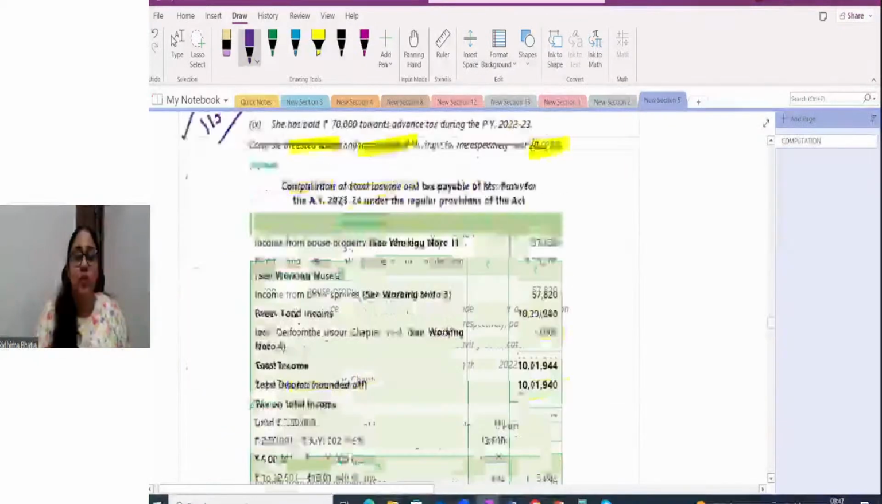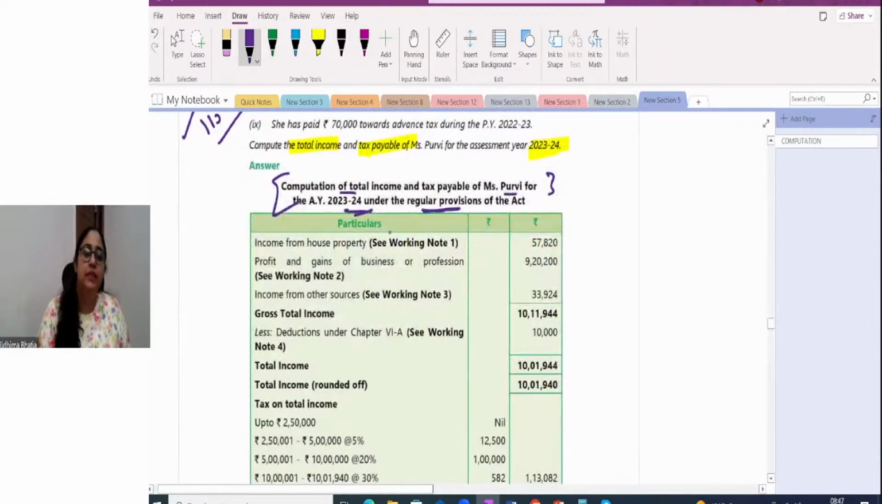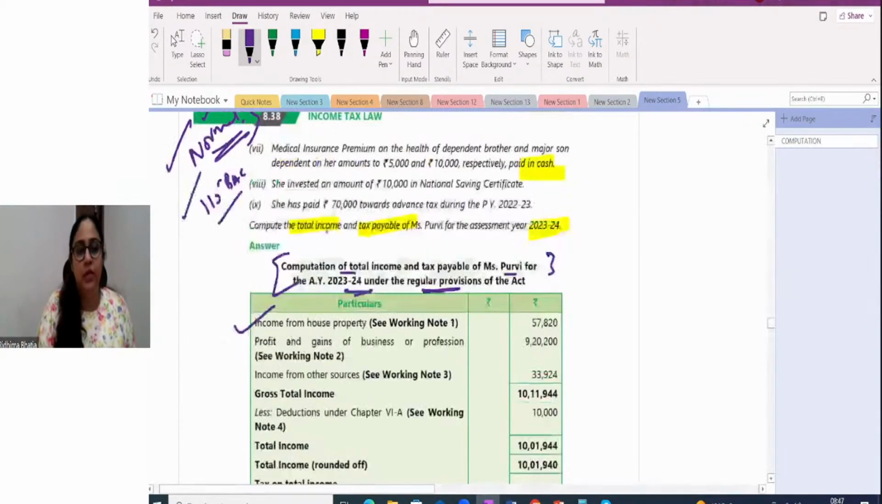Also, please do not forget to write this. You think this is not important? No. Your paper should tell what you are computing. You are computing total income and tax for Purvi for assessment year 23-24 as per regular provisions, normal tax provisions, anything you can write, it would be acceptable. Shall we proceed? Now quickly, let's start matching income from house property. Take 1 minute, don't make the format now. Just quickly tell me what would be the income from house property.